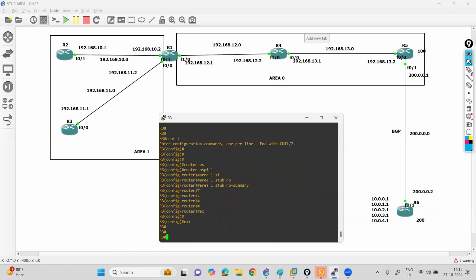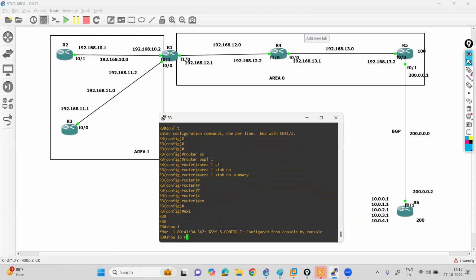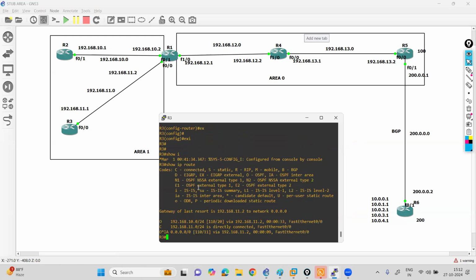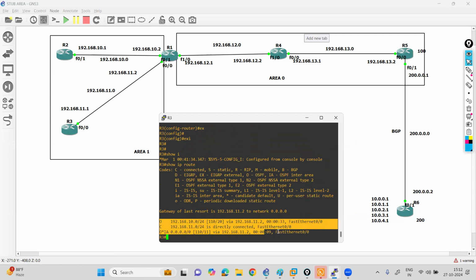Check show ip route. So where are the other networks here? They are no longer available in the table. We got a table of three routes only, right?